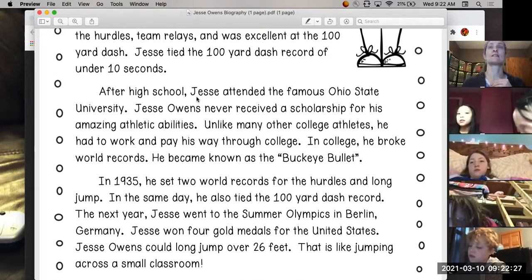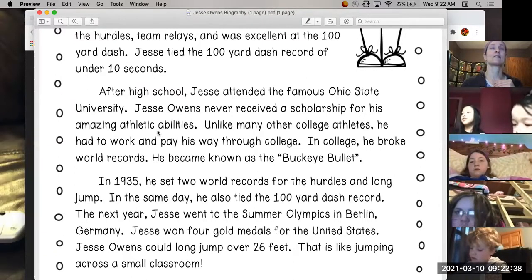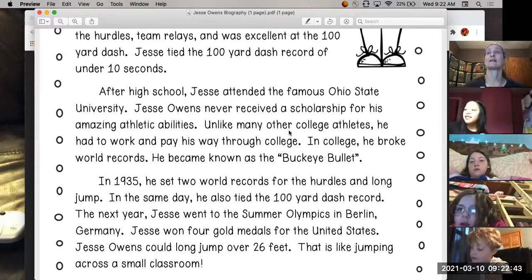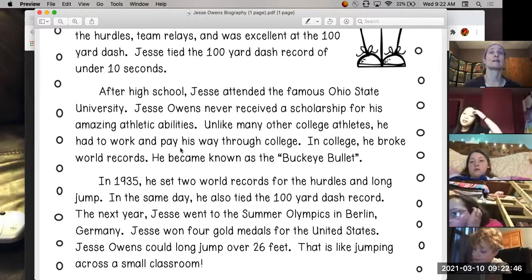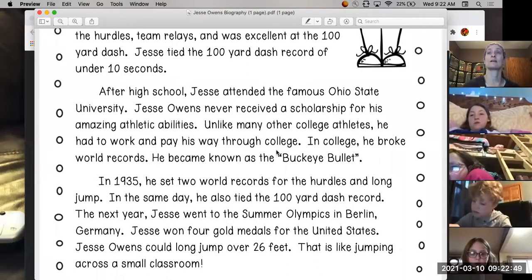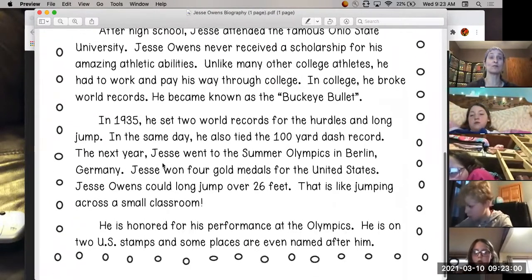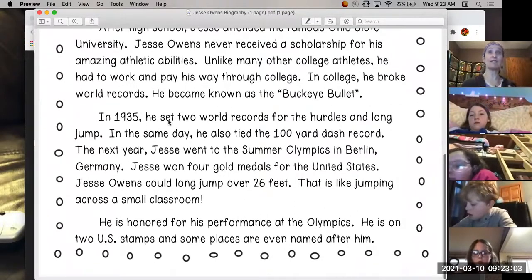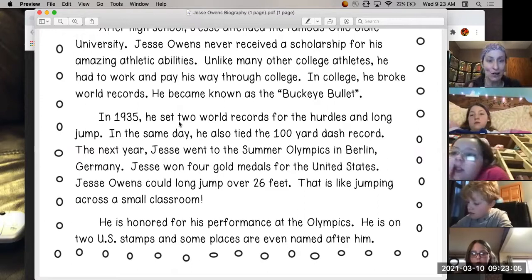After high school, Jesse attended the famous Ohio State University. Jesse Owens never received a scholarship for his amazing athletic abilities. Unlike many other college athletes, he had to work and pay his way through college. In college, he broke world records. He became known as the Buckeye Bullet. In 1935, he set 2 world records for the hurdles and the long jump.